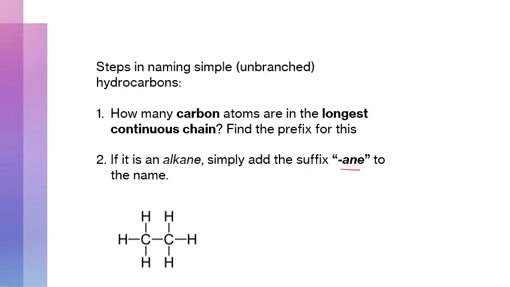So just count. For example, the simplest one, let us see this one. We have how many carbon atoms here? 2 carbon atoms. So the prefix is eth, right? And how do I know it is an alkane? Because I know there are no double or triple bonds here. This is saturated, so that is an alkane. So I will end the name with ane. So, ethane.